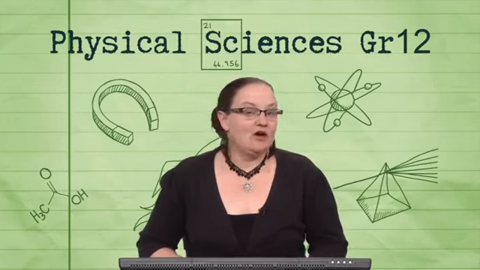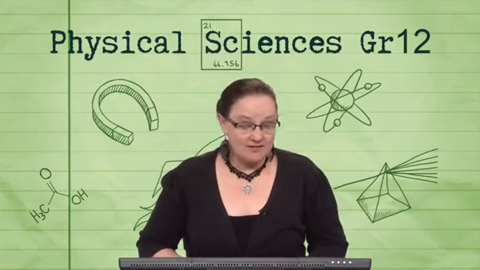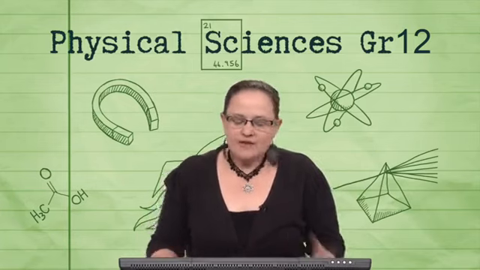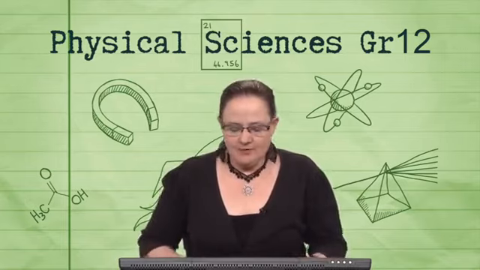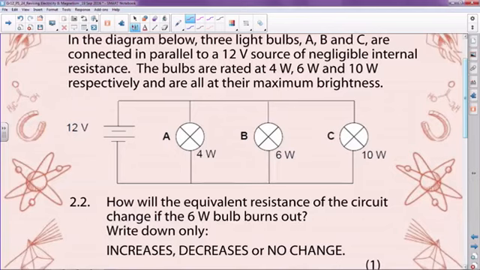Okay, grade 12s, I asked you before I gave you time not to guess. This is so important. Questions like this are going to come up. Now it said, how will the equivalent resistance of the circuit change if the 6-watt bulb burns out? So in other words, I take that resistor out. Here, it's going right back even to grade 8 and 9 work, okay? But this is grade 10 without a doubt.